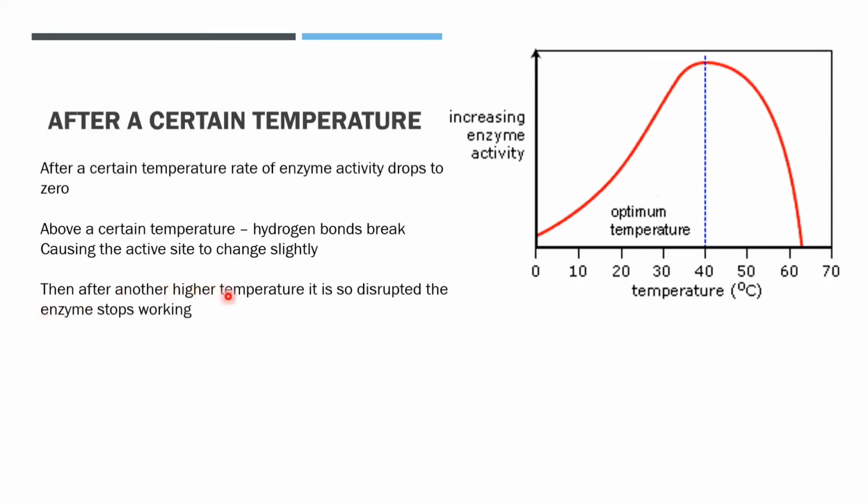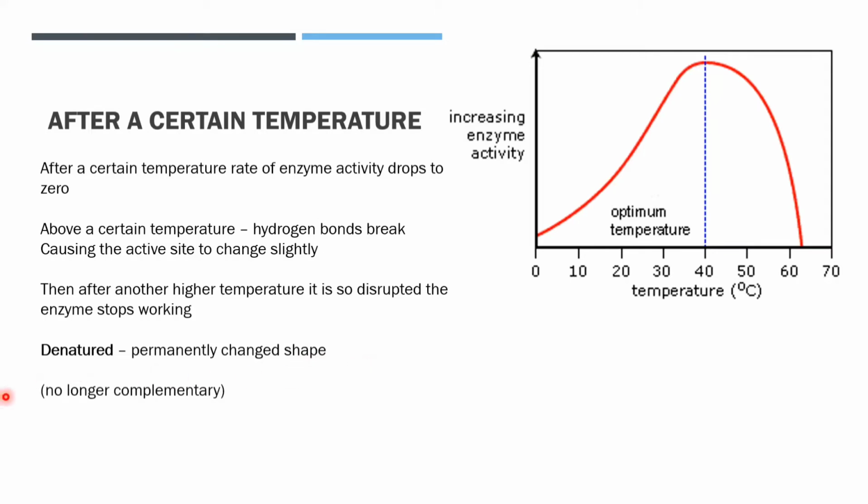So then, after another high temperature, usually 60 degrees in humans, the bonds are so disrupted that the enzyme stops working completely, because the active site has completely lost its shape and will not form an enzyme-substrate complex, as it is completely the wrong shape and not complementary to the substrate. At this point, we say that the enzyme is denatured. This means it's permanently changed shape. It cannot be reversed.